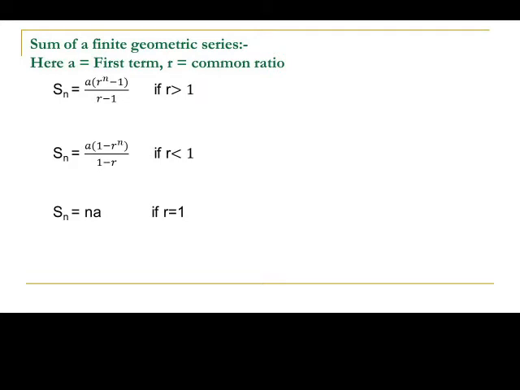Now the sum of a finite geometric series. Series means the sum of the terms of a geometric progression. So if the first term is A and common ratio is R, then the sum of n terms of GP where R is greater than 1 is equal to A into R raised to the power n minus 1 upon R minus 1. If the common ratio is less than 1, then the formula is A into 1 minus R raised to the power n upon 1 minus R. If the common ratio is equal to 1, then the sum of n terms of a finite geometric progression is equal to nA.